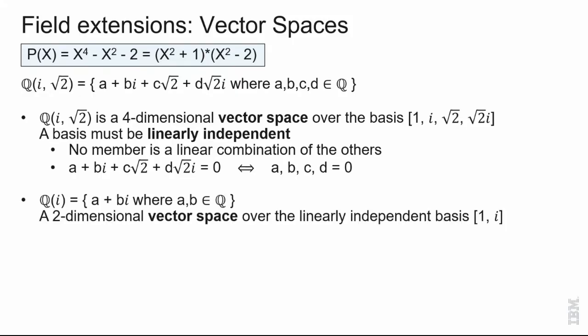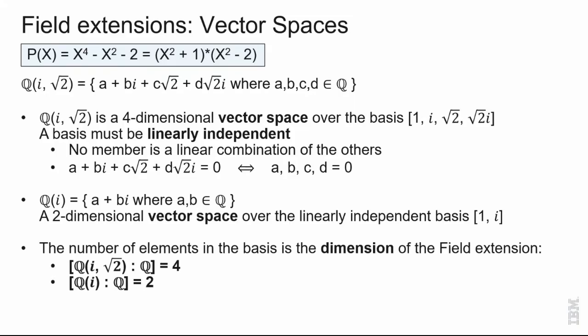Another example of a vector space, we saw this before, we have Q adjoined i, which is the rationals when we extend it with i. We saw that this has the form a plus bi, where a and b are rationals. And this is a vector space over the basis 1 and i, because 1 and i are linearly independent. You cannot get i from 1 just by using rational numbers.